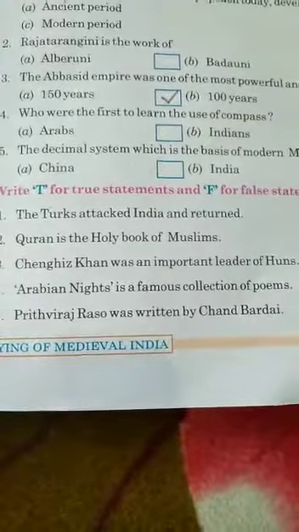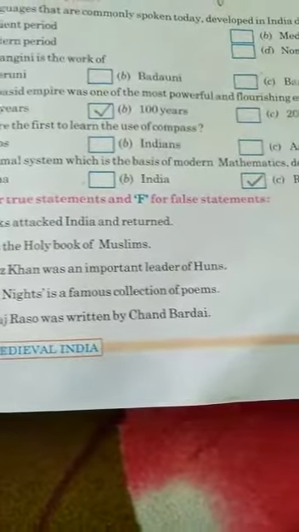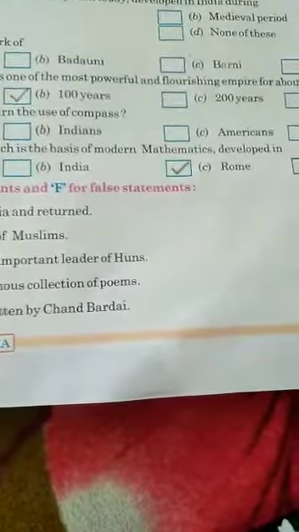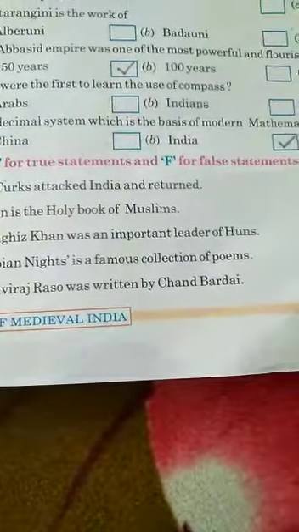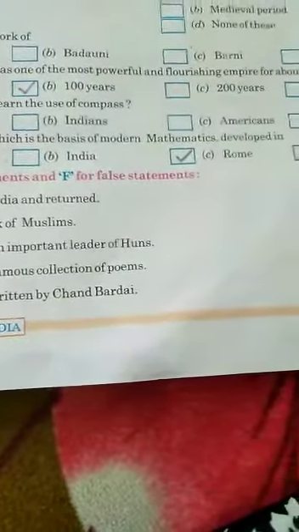Then fourth, Arabian Nights is a famous collection of poems. The answer is false. Then fifth, Prithviraj Raso was written by Chand Bardai. The answer is true. Then fourth part is match column A with column B.